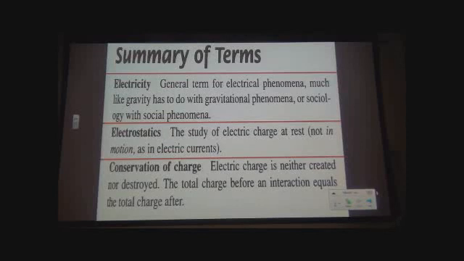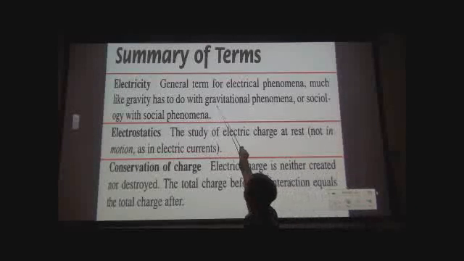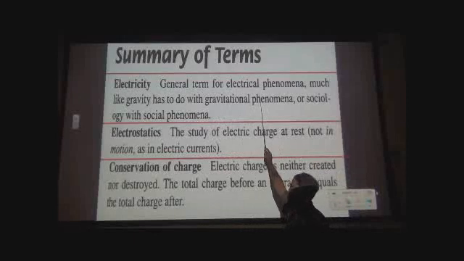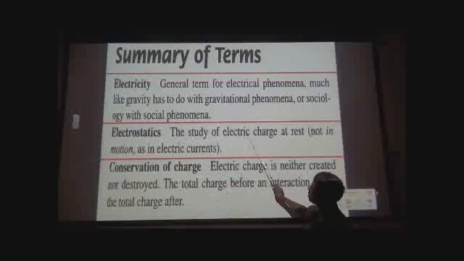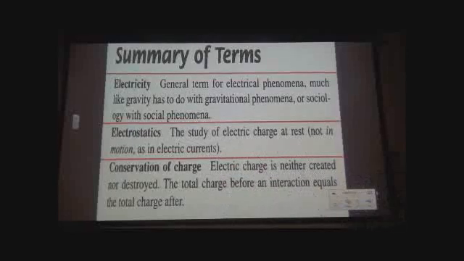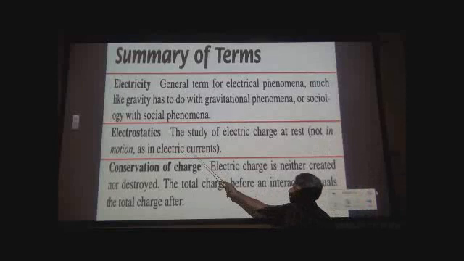This is different from electrodynamics, which talks about electrons, charges that are moving, and the two fields have similarities and some dissimilarities. So electricity is a general term for electrical phenomena related to charge, usually motion of charge. Electrostatics is a study of electric charge that is at rest, that's not in motion. If it is in motion, you end up with electric currents.